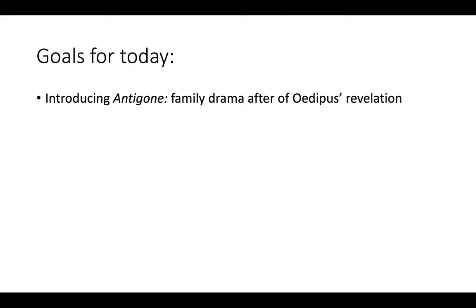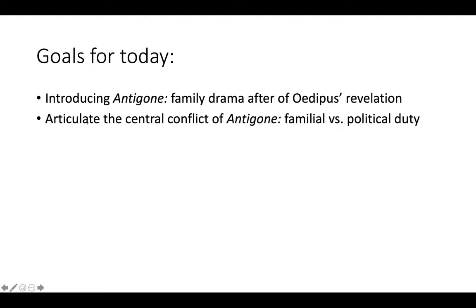We'll introduce Antigone the play. It depicts the family drama that ensues after Oedipus's revelation from Oedipus the King. Sorry, that's a typo there. Then we'll articulate the central conflict of Antigone, which is balancing family versus political duty. Is the individual more beholden to his or her family and their duties and expectations in love, or as a political citizen?